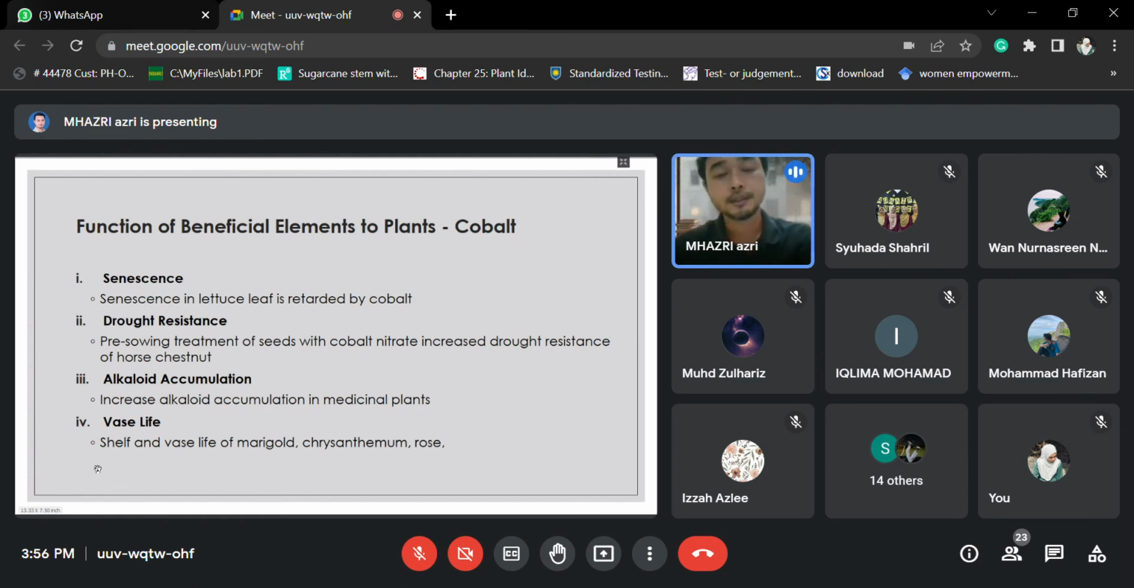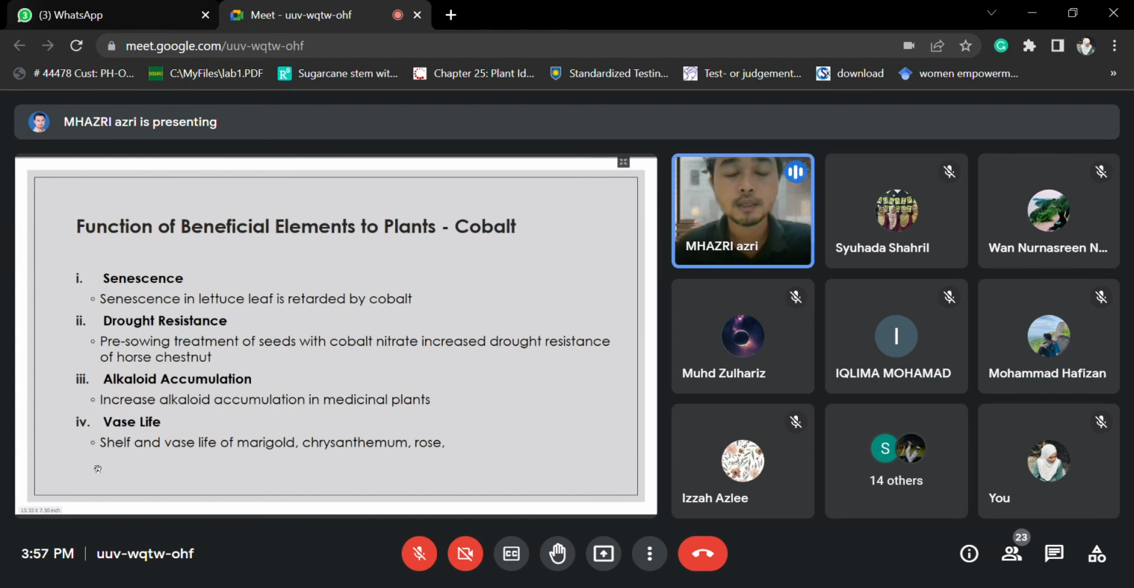Itu adalah priming. Mula kita ada physical priming, kita ada biopriming gunakan microbes, and we also have chemical priming. We use certain chemical. Okay, so salah satunya kita gunakan cobalt. Okay, so when we treat seed ni tadi dengan menggunakan cobalt, okay, the seedling produce will have high resistance to drought stress.